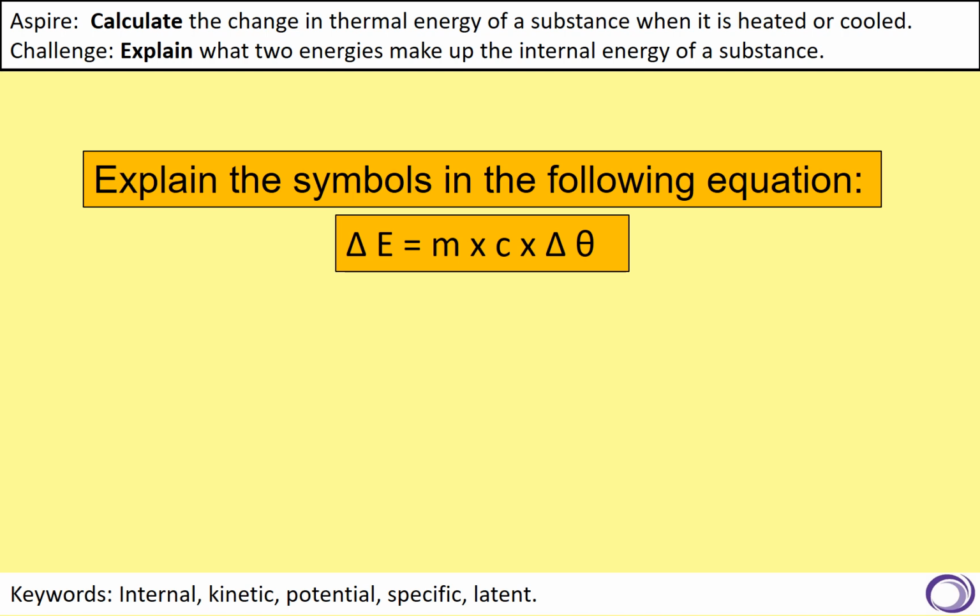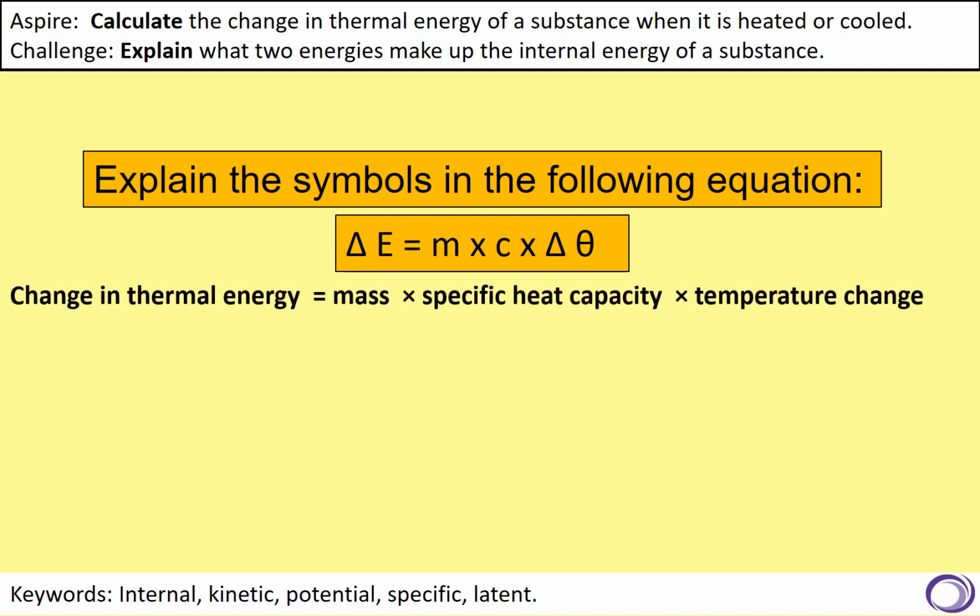So this is the equation to work out the change in thermal energy. It's dependent on the mass, which we talked about with a small cup of water and a large cup of water. It's also determined by the specific heat capacity of the substance and the temperature change, and that will tell you the thermal energy.